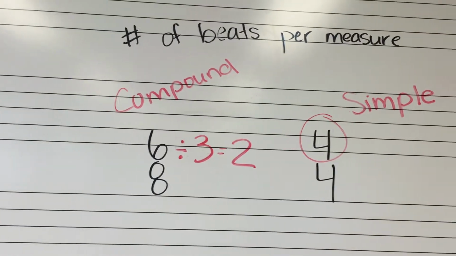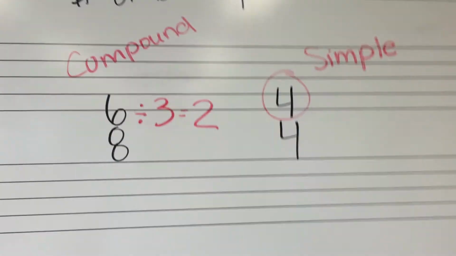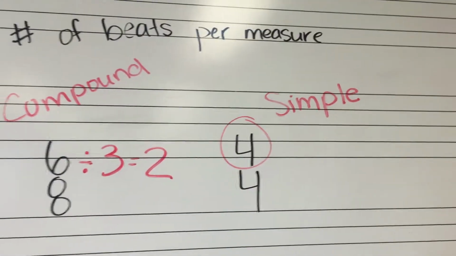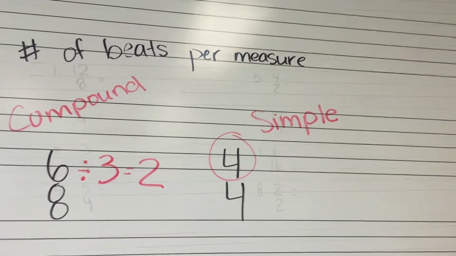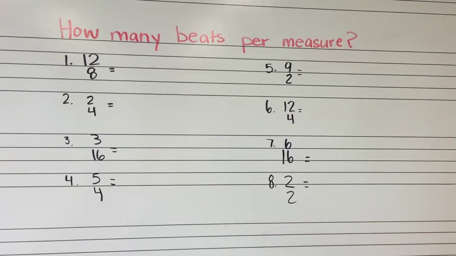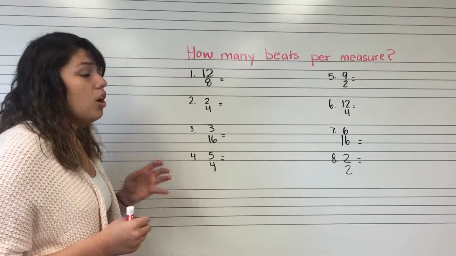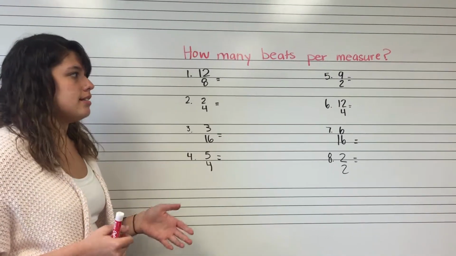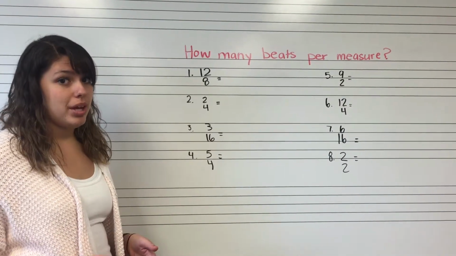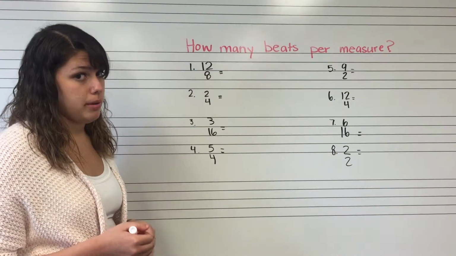In compound time, you must divide the upper number by 3 to get the number of beats per measure. So in 6/8, you take the upper number 6 divided by 3 to get 2, and there are 2 beats per measure. In your notebook, write down the following examples and answer them. How many beats per measure? The first thing to remember when solving these is: is it simple or compound? Remember, if it's compound, it will be divisible by 3, and we have to divide the top number by 3 to get the number of beats per measure.